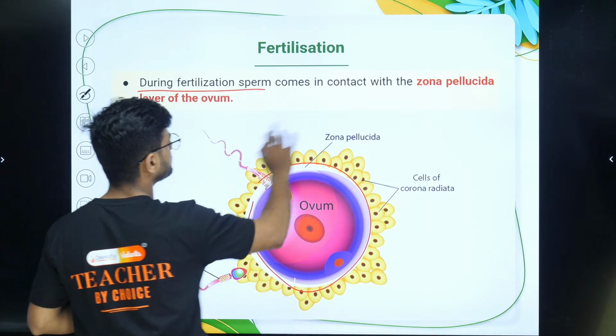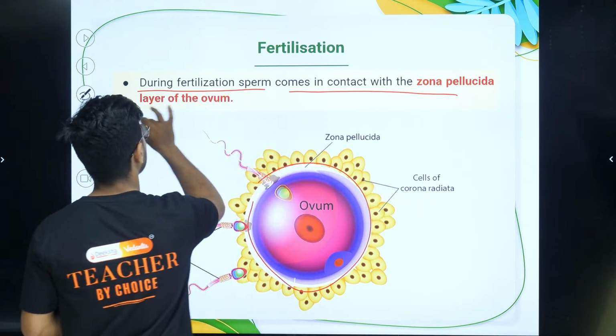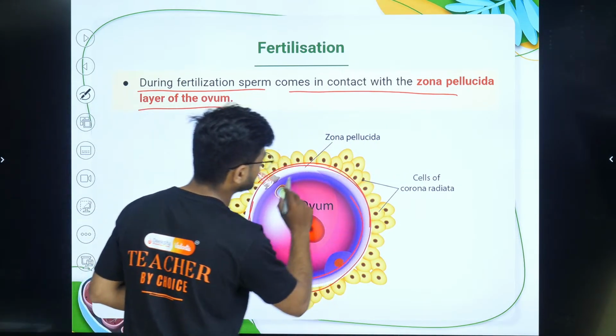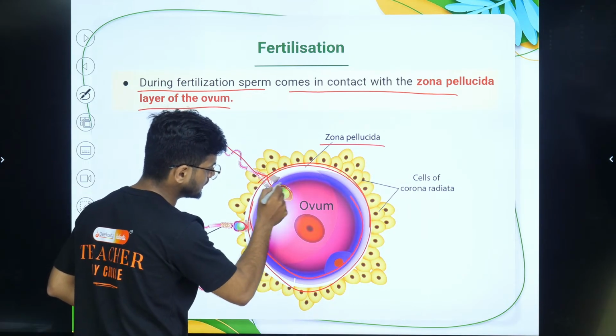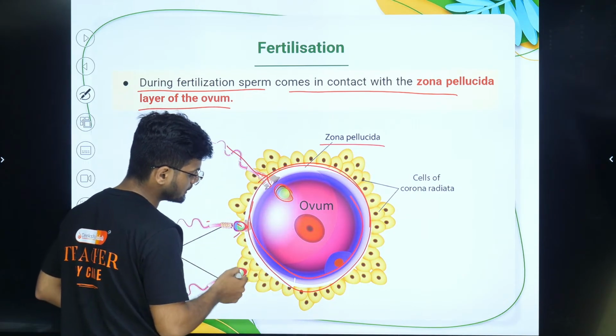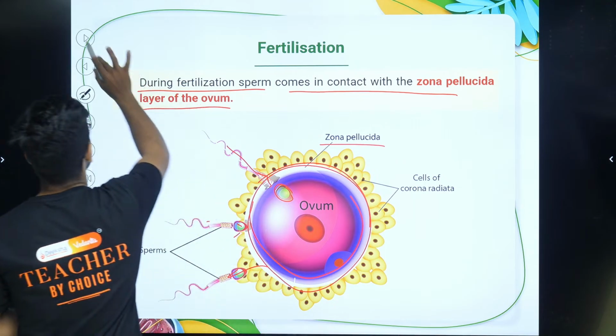During fertilization, sperm comes in contact with the zona pellucida layer of the ovum. The ovum has a zona pellucida layer. As soon as the sperm comes in contact, its head is released inside, and the rest of the sperm cannot enter now.